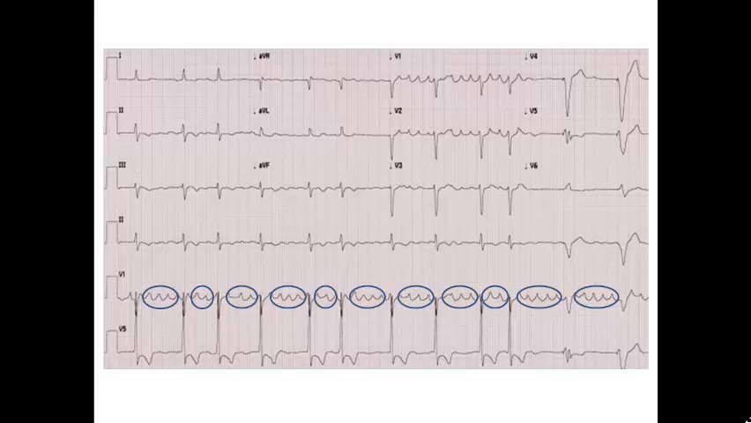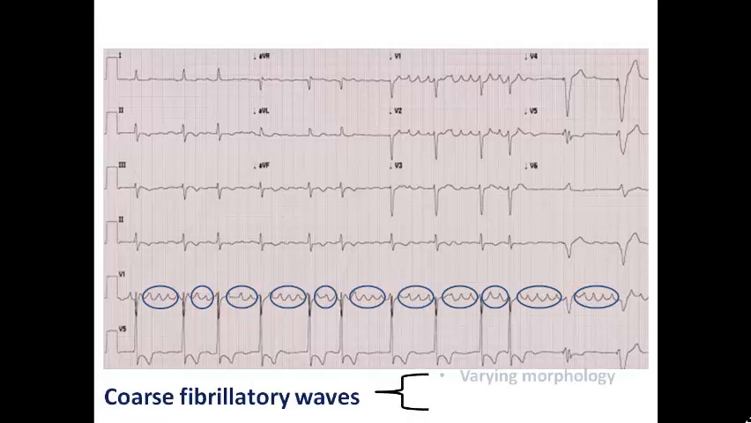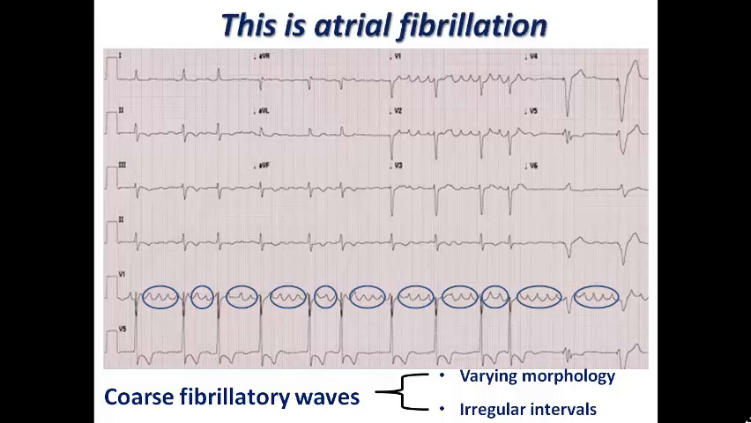Usually the flutter waves are much more clear in inferior leads, but here they are clear in V1. If you have a little concentration, you would notice that these flutter waves don't have the same morphology, and they are also showing irregular intervals. So flutter waves should not be varying in morphology. They should have the same morphology, and they should be regular. So this is not atrial flutter, and this is atrial fibrillation. So presence of this wave should not give you the diagnosis of fibrilloflutter, because there is nothing called fibrilloflutter.